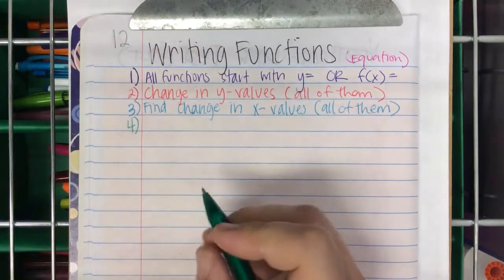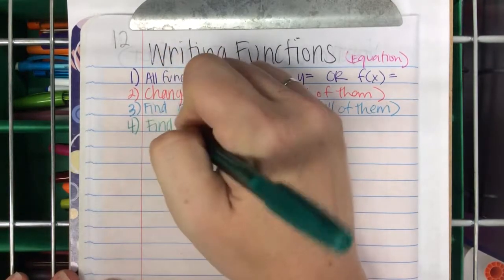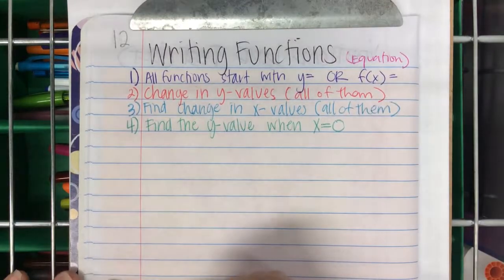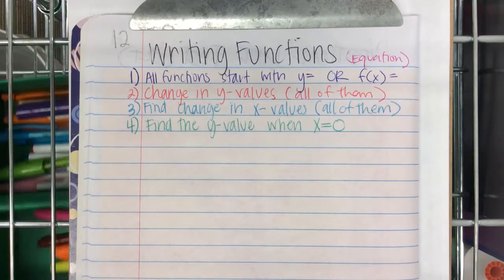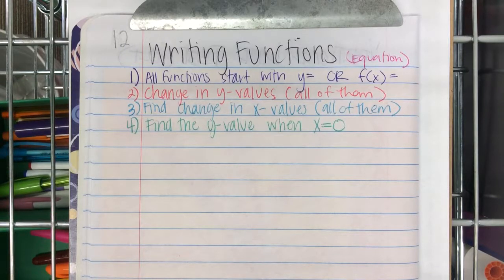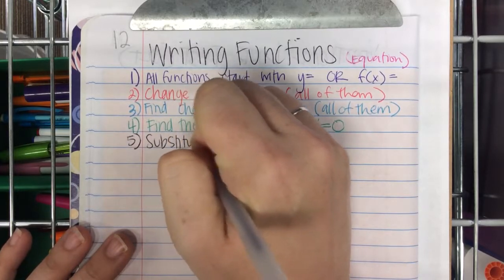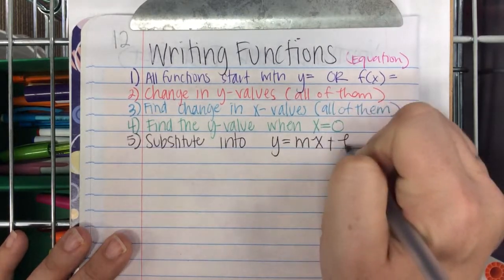And last but not least, and this one's kind of the wordiest one, you need to find the y value when x equals 0. You need to find the y value when x equals 0. And then last step is you're going to substitute into y equals mx plus b.